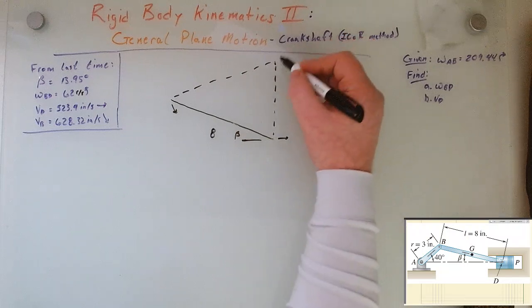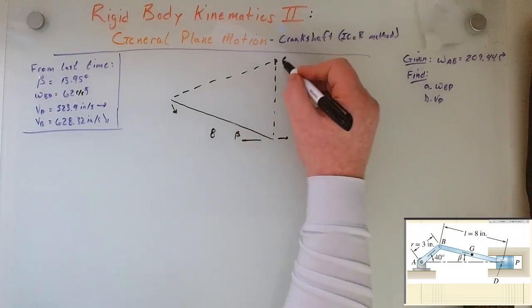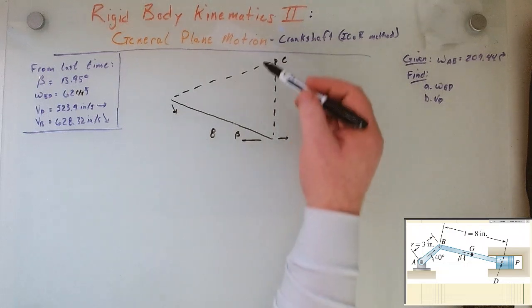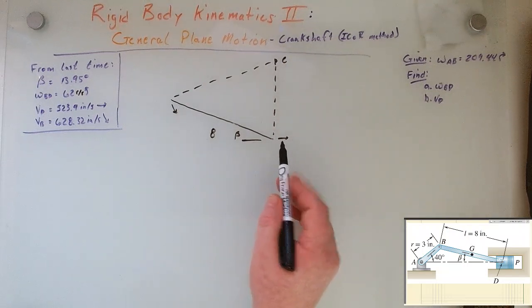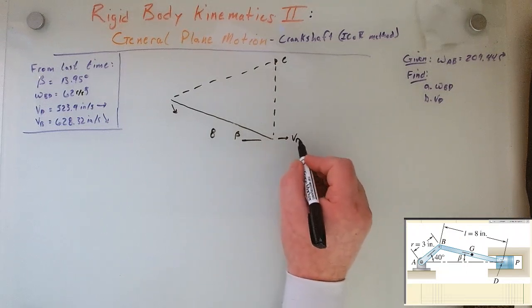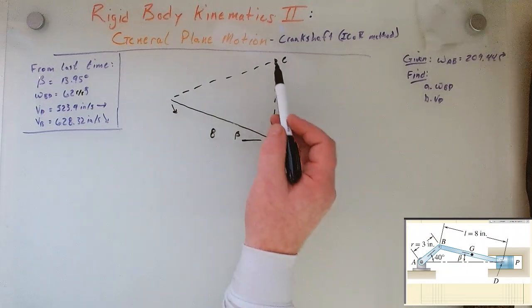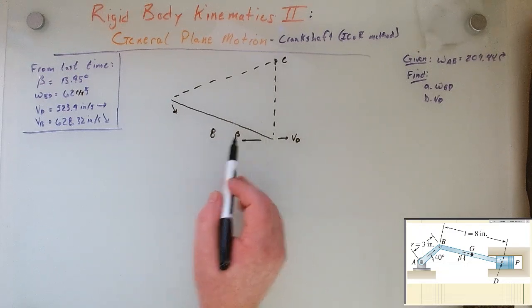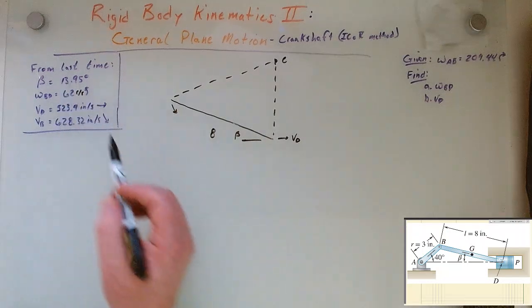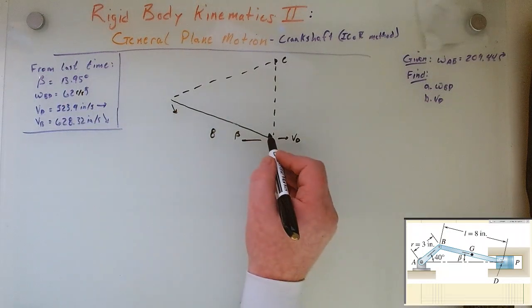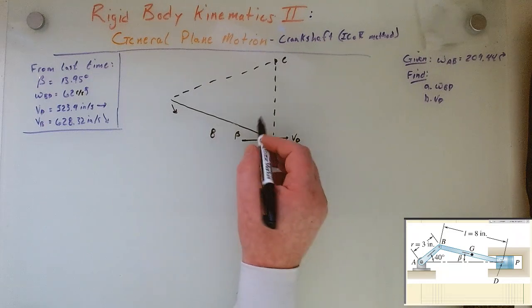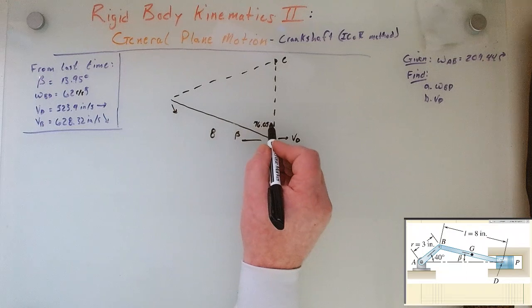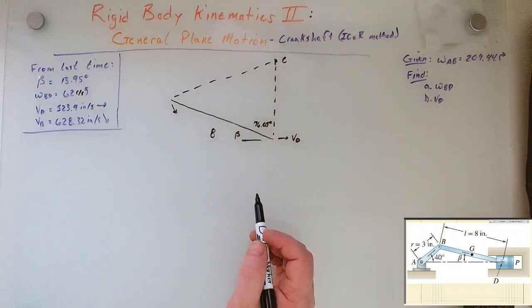There we go. Okay, so we'll call this point C, right? And if V sub D is horizontal, then this is vertical. And if we know that beta is 13.95 degrees, then that makes this angle right here 76.05 degrees. That should sound pretty familiar.